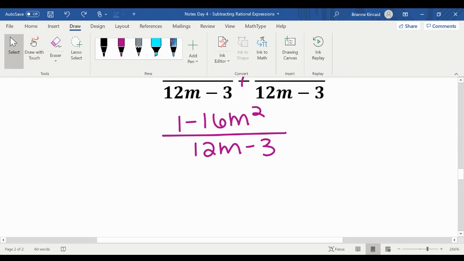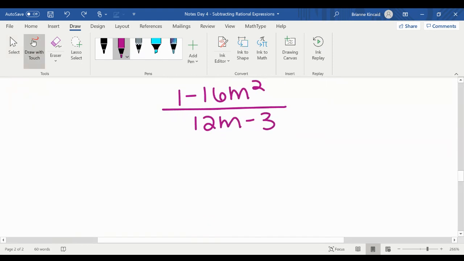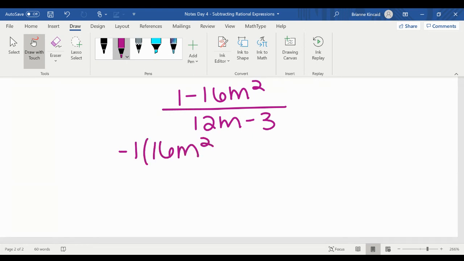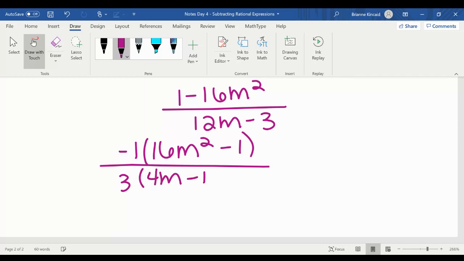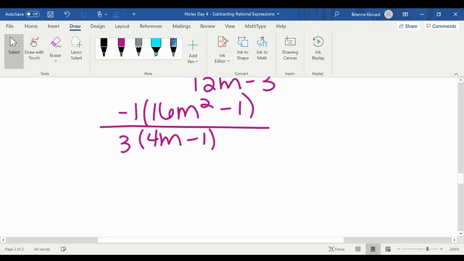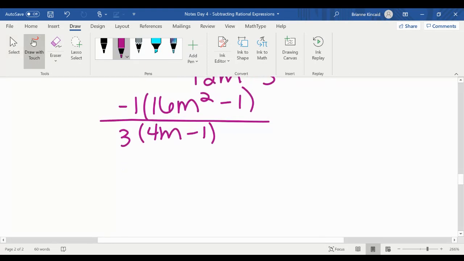So what we're going to do first is take out a negative 1 from the numerator. That becomes positive 16m squared, and then minus 1. And in the denominator, I can take out a GCF of 3. That becomes 4m minus 1. You might be looking at what's in the parentheses of the numerator and be confused on how to factor it. What you should notice, 16m squared and 1 are both perfect squares. We have the difference of 2 squares because it's subtraction.